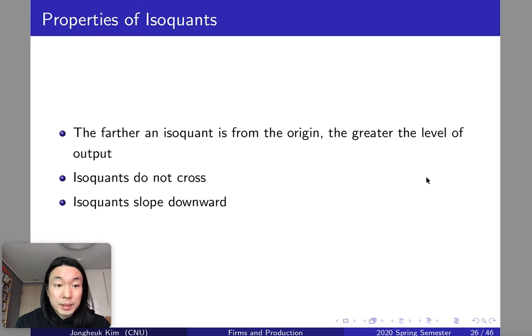We proved the first property, but you can also prove the second and the third properties of the isoquant curve by yourself, because it's exactly the same logic as the indifference curve. So they do not cross, and I don't think the isoquant curve can be thick. You know what being thick means in economics, right? And the isoquant curve is always going downward. It makes sense only in this case, and you can also prove this one too. I leave it for your practice problem.